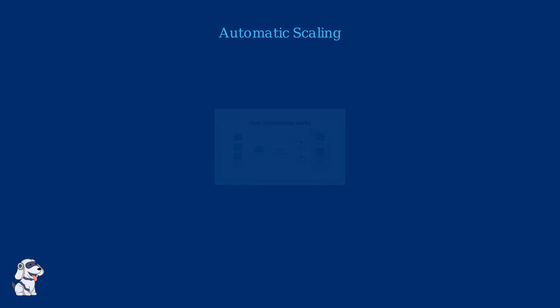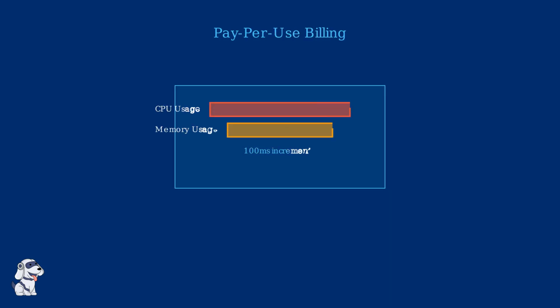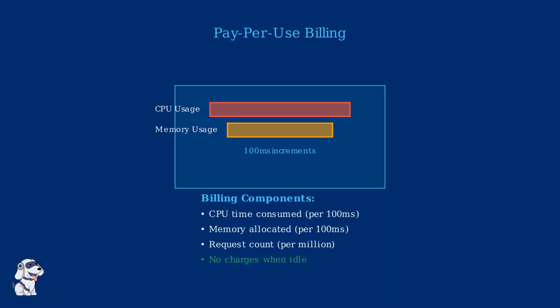One of Cloud Run's most powerful features is automatic scaling. It can scale from 0 instances when there's no traffic to thousands of instances during peak demand, all without any manual intervention. Cloud Run uses a precise pay-per-use billing model. You only pay for the exact CPU and memory consumed during request processing, measured in 100 millisecond increments, plus a small fee per million requests.